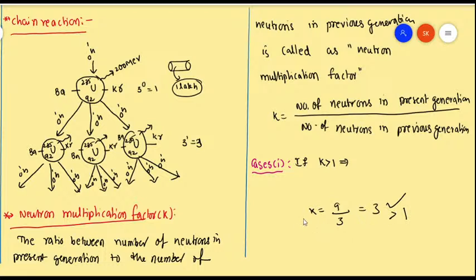If k greater than 1, that means the number of neutrons in the present generation is greater than the number of neutrons in the previous generation. Then the rate of fission will increase, the number of uranium atoms undergoing fission will increase, and then the rate of chain reaction also increases. Is it right? Yes or no? Is it clear, students?